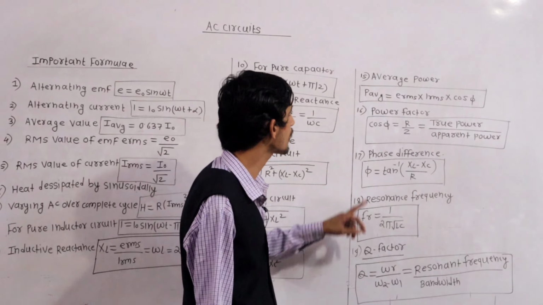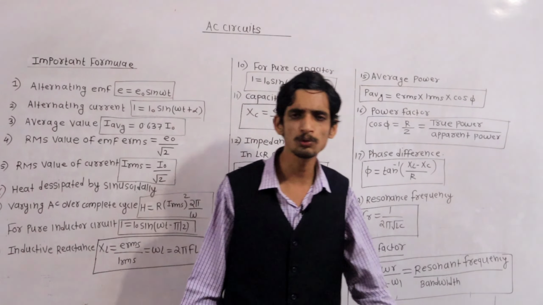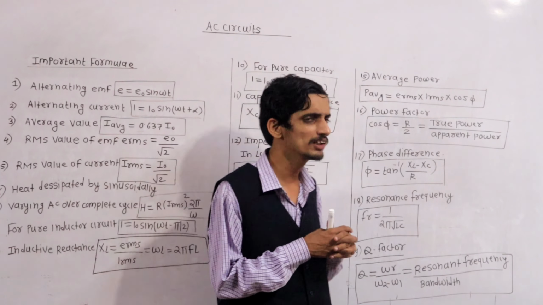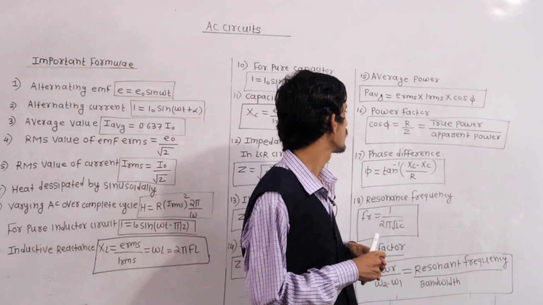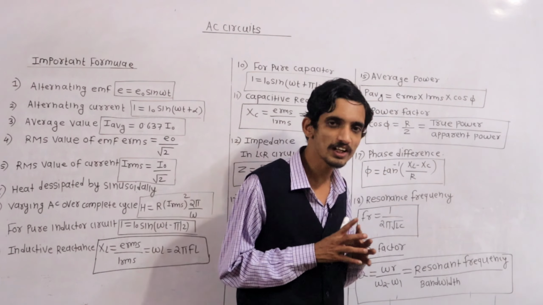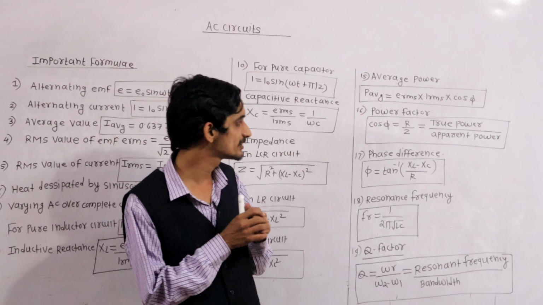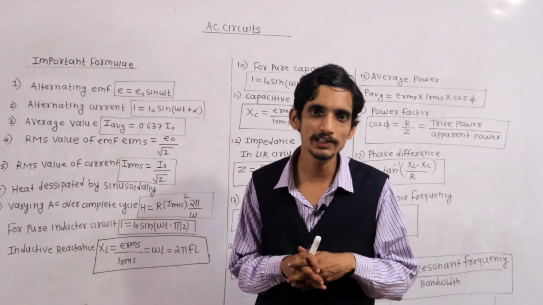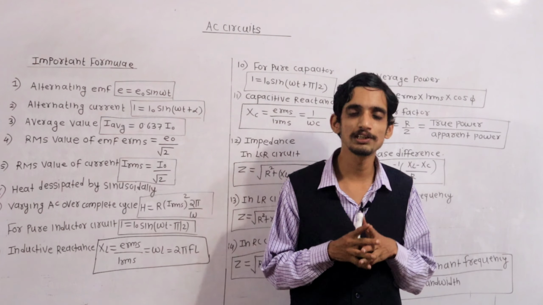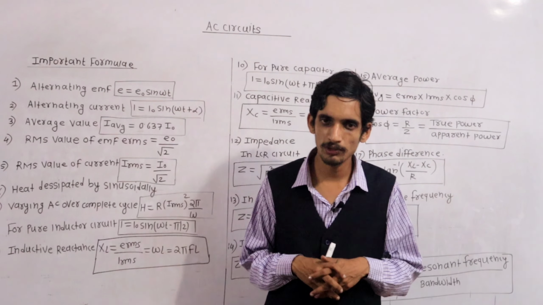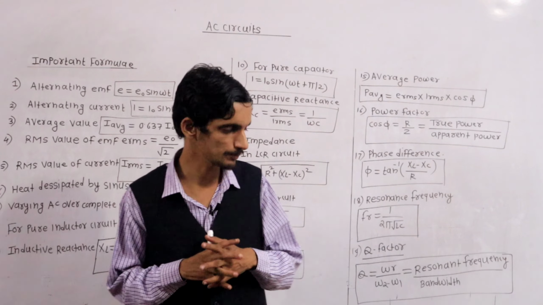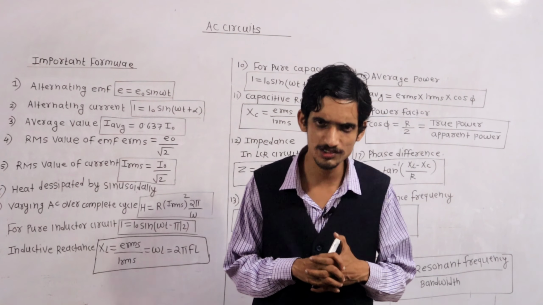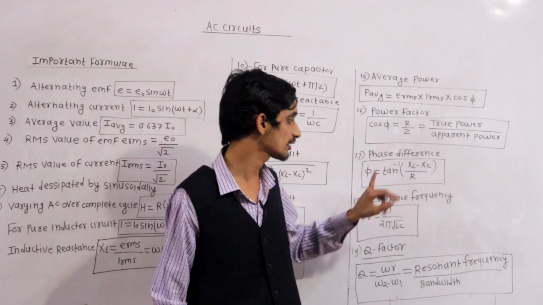Now average power P average is equal to E RMS into I RMS into cos phi, where cos phi is the power factor. Power factor cos phi is equal to R upon Z, which is true power upon apparent power. True power is E RMS into I RMS into cos phi, and apparent power is E RMS into I RMS. Then phase difference phi is equal to tan inverse of (XL minus XC) upon R.